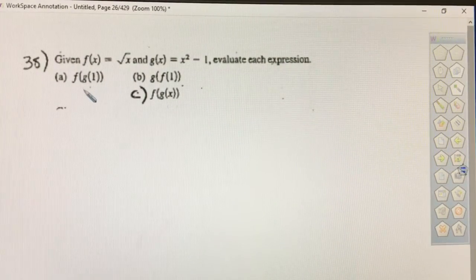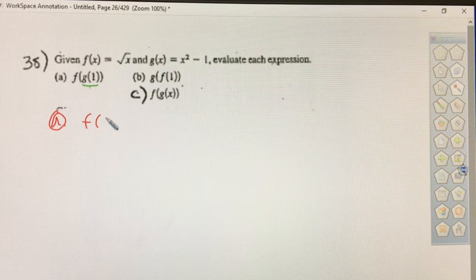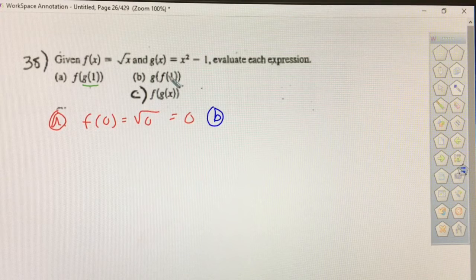Number 38, composite functions. They want me to plug a 1 into g first for a. So when I plug 1 into g, that gives me 1 minus 1, which is 0. So then I'm expected to find f of 0. And when I find f of 0, that's going to equal the square root of 0, which equals 0. Not too difficult. Part B, they want me to put 1 into f first. So when I put 1 into f, that's going to be the square root of 1, which is 1. So then I'm expected to find g of 1. When I throw 1 into that, that's going to equal 1 squared minus 1, which is also 0.